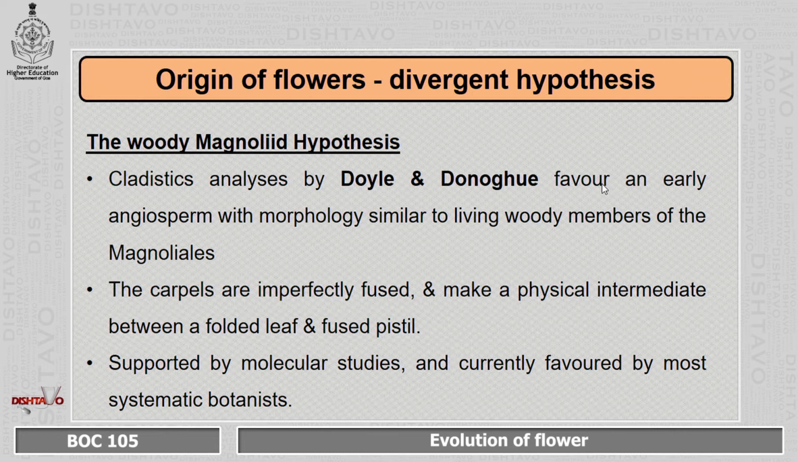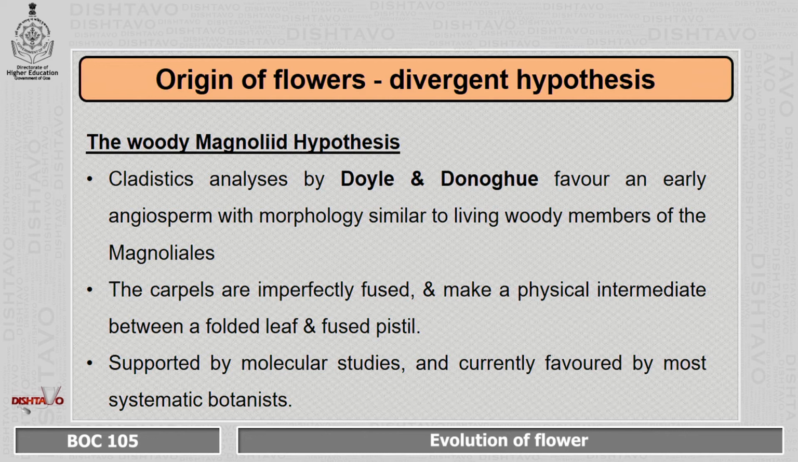For example, one hypothesis is known as the woody magnolid hypothesis. This hypothesis is based upon cladistic analysis. It is given by Doyle and Donoghue, which favors that the early angiosperm had a morphology similar to living woody members of the Magnoliales. In that, the carpels are imperfectly fused and make a physical intermediate between a folded leaf and a fused pistil.